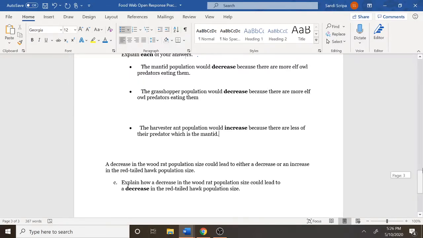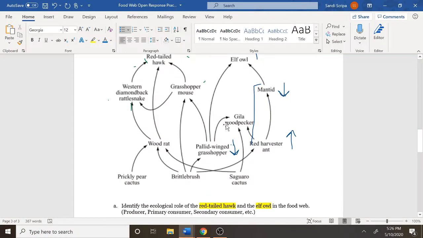You could have included other things. You could have also included, if you went off the grasshopper, you could have included, for example, the brittlebrush and things like that. So if you have different organisms, that's okay. Those are just the three that kind of come easiest to me.